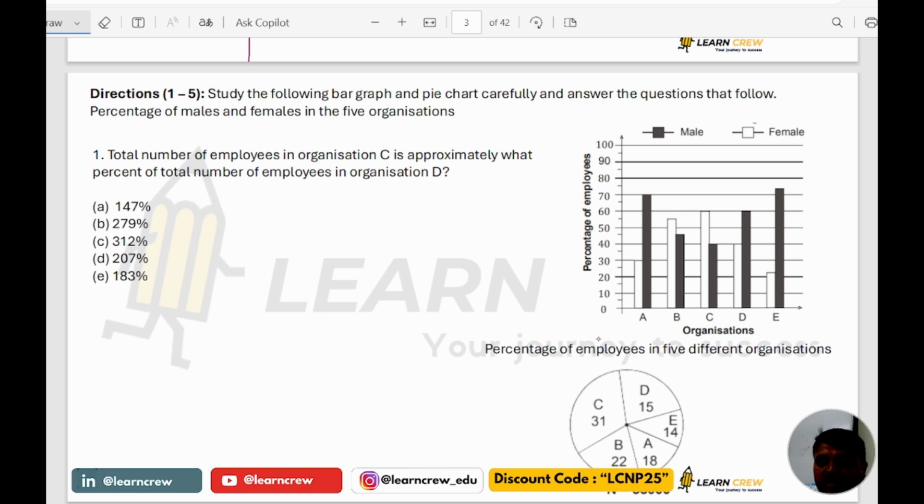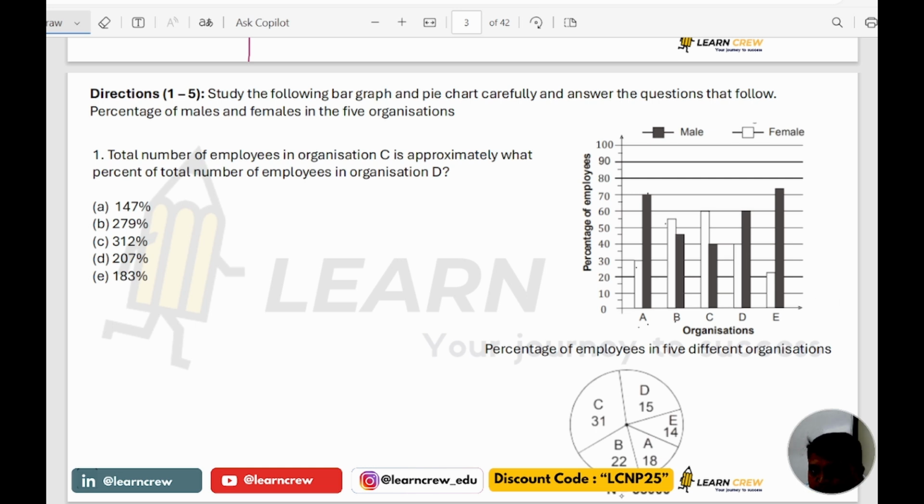5 organizations are given, with the percentage of employees. For example, if you take the organizations A, B, C, D, E, organization A has 30% females, 70% males. Organization B has 55% males, 45% females. Like that, the number of males and females is given in terms of percentage in each organization.